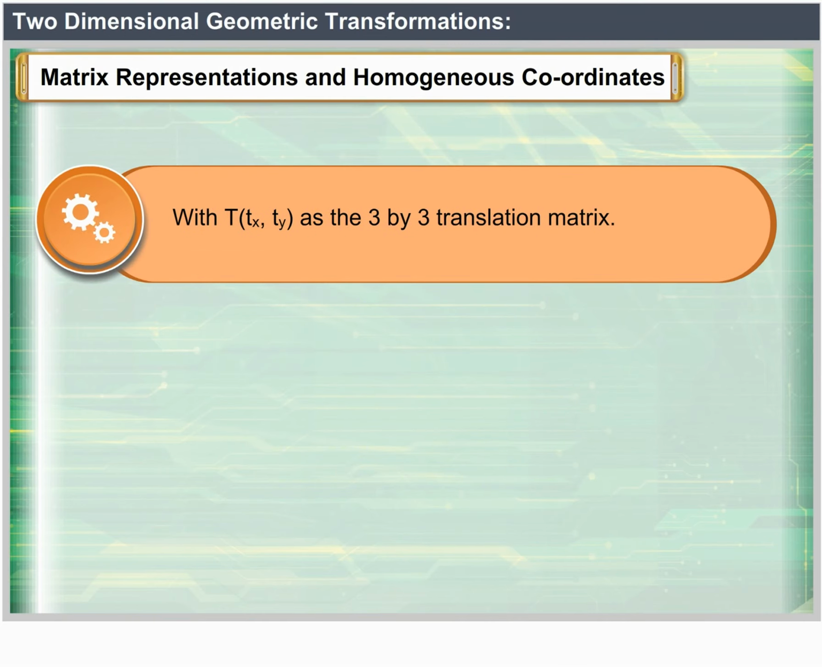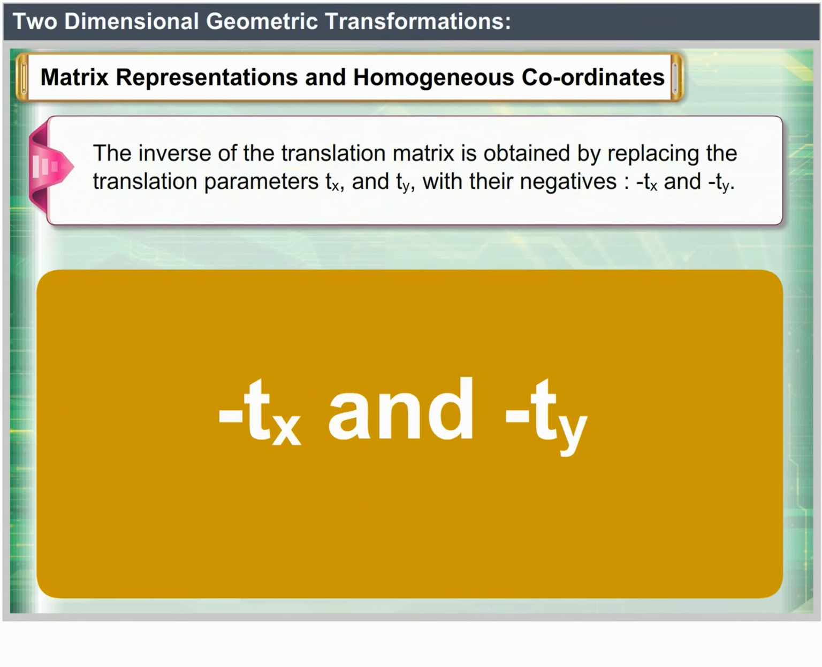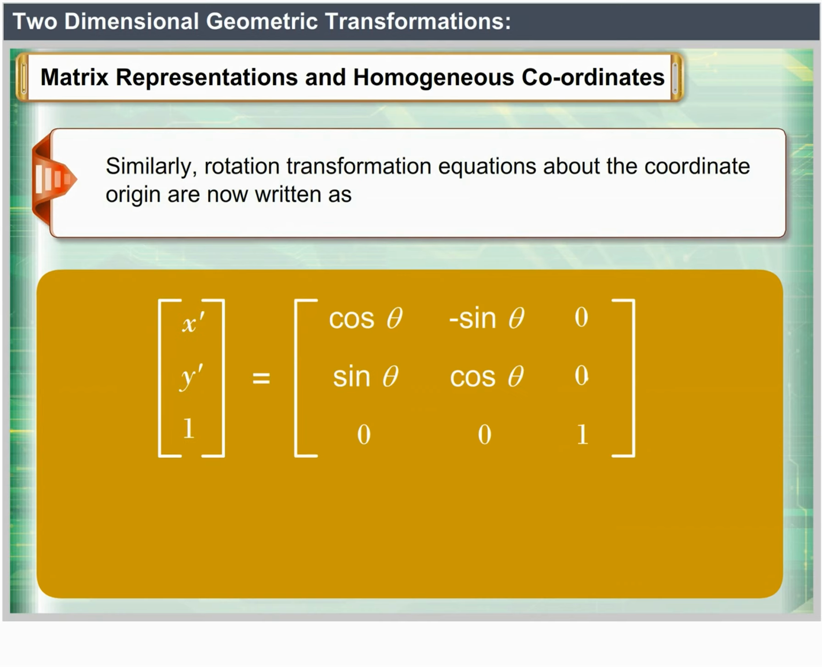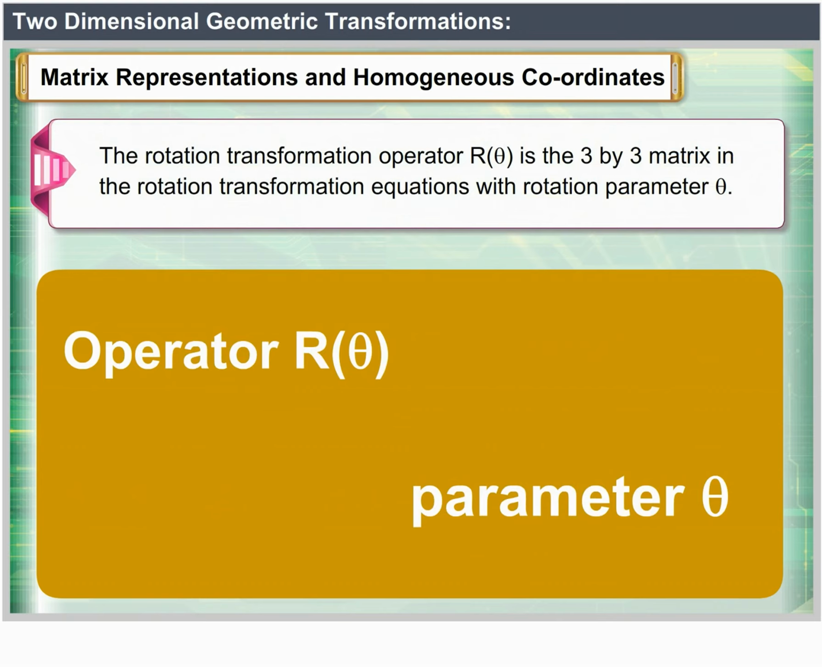The inverse of the translation matrix is obtained by replacing the translation parameters Tx and Ty with their negatives, minus Tx and minus Ty. Similarly, rotation transformation equations about the coordinate origin are now written as P' equals R(theta) times P. The rotation transformation operator R(theta) is a 3 by 3 matrix with rotation parameter theta. We get the inverse rotation matrix when theta is replaced with negative theta.